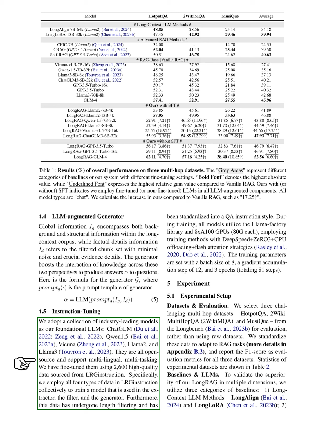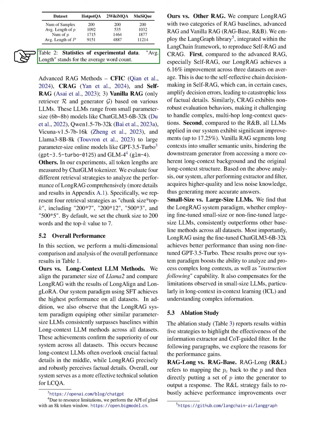For instruction tuning, we utilize several leading open-source models, including ChatGLM, Qwen 1.5, Vicuña, Llama 2, and Llama 3, all of which support multiple languages and tasks. We fine-tune these models using high-quality data from LRG instruction, ensuring it is standardized into a QA instruction format. During training, we use the Llama factory library and powerful GPUs, applying advanced training techniques to optimize performance.